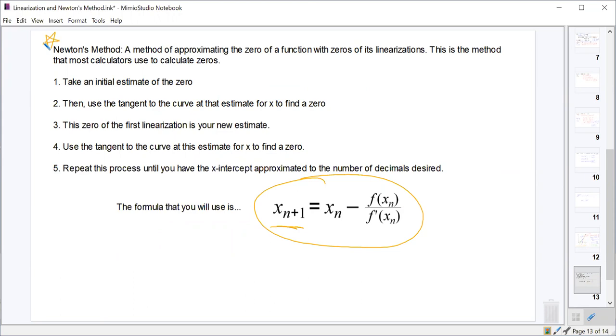And this is exactly what we just did. We took an initial guess. We used the tangent to the curve at that estimate to find another 0. And then we made that our new estimate. And then from that new estimate, we used the tangent to the curve again to find a new 0. And then we just repeated that over and over until we had an approximation to whatever number of decimals we wanted. Good or no?